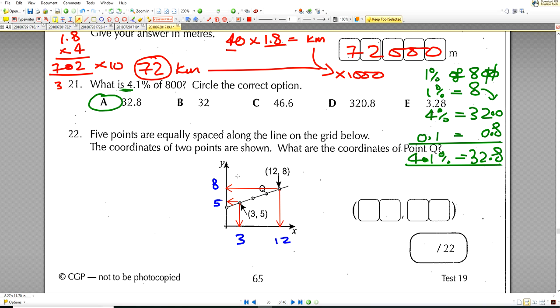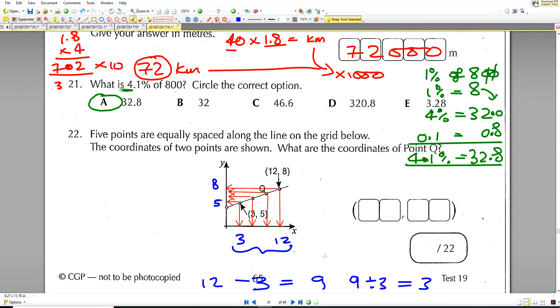Okay, let's have a look. Okay, no. Right, and we've got to work out the points of Q. Now, if you look over here, I think we need to use that. So from 3 to 12, we have 12 minus 3, that gives us 9. And now we've got 1, 2, 3 sections, so each one's worth 3. So 9 divided by 3 is equal to 3. So that'll be 3, 6, 9.